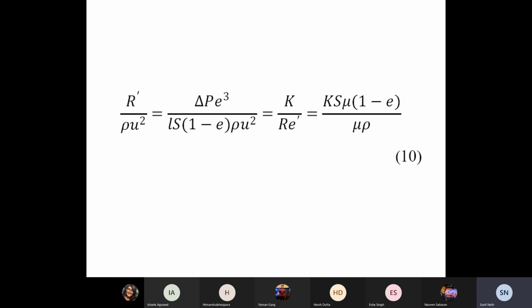Just like earlier, we can divide that composite curve of R prime by rho u1 squared versus modified Reynolds number Re prime into three regions. At very low values of Reynolds number, such as below 1, we have the same region that we call the Stokesian region or creeping flow region. On the log-log plot, we get a straight line of slope equal to minus 1.